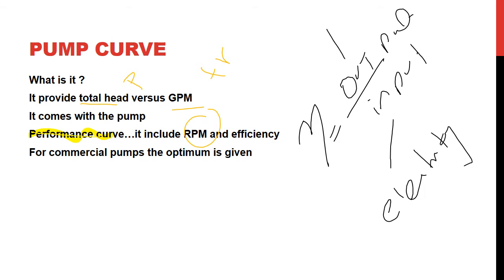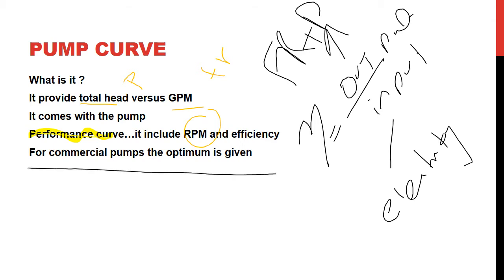And what is my output? Flow rate and pressure. So I can compare my RPM and efficiency given this pump curve, and they give you the optimum, meaning this pump will perform better. You have the better efficiency if you keep this pump running at this RPM.